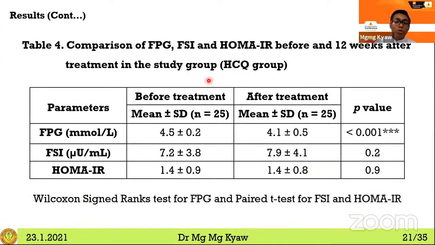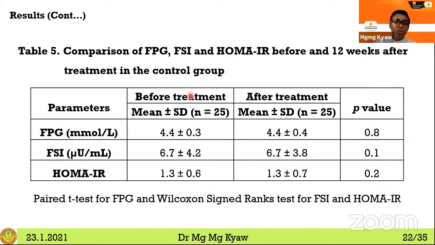In the hydroxychloroquine group, comparison of fasting plasma glucose, fasting serum insulin, and HOMA-IR is shown below. Fasting plasma glucose was significantly decreased, with a p-value less than 0.001, before and after treatment. The remaining parameters, such as fasting serum insulin and HOMA-IR, show no significant difference. Though fasting serum insulin was not statistically significant, it appeared to increase after treatment.